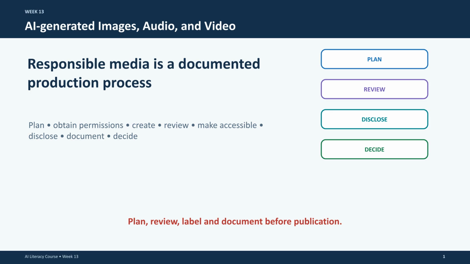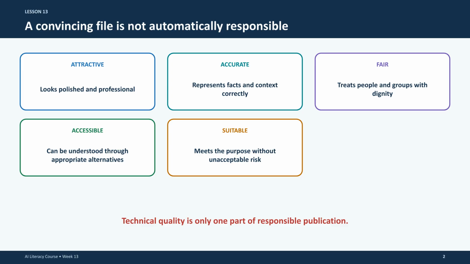Welcome to Week 13. Responsible media creation is more than just making a convincing file. It's a documented process. You must plan, obtain necessary permissions, create, review, ensure accessibility, disclose your methods, and carefully document every decision before finally publishing. Remember, high technical quality does not guarantee responsible media. A file must also be accurate, fair, accessible, and suitable for its intended purpose.